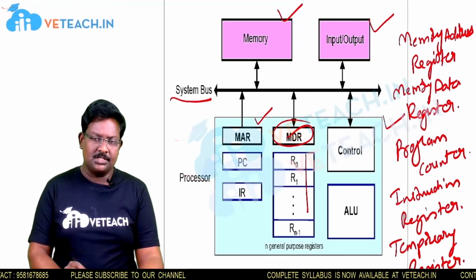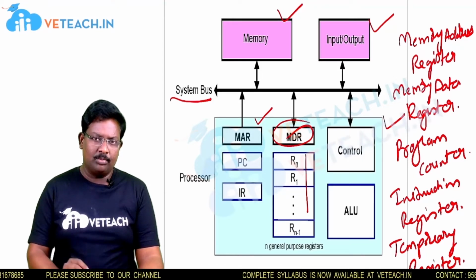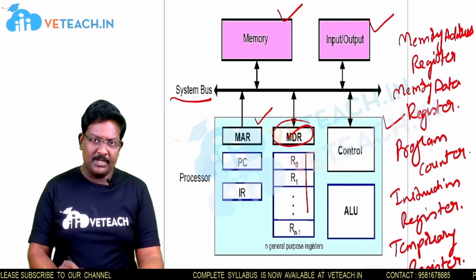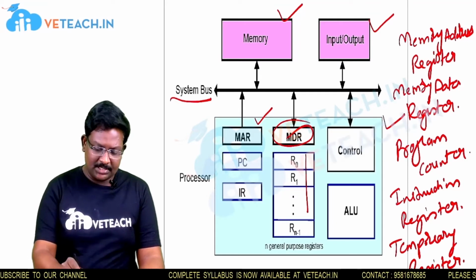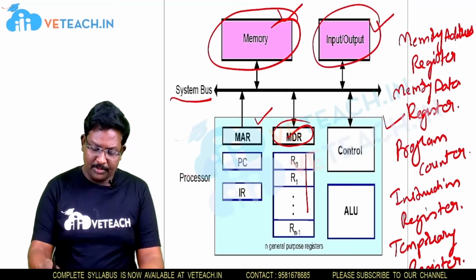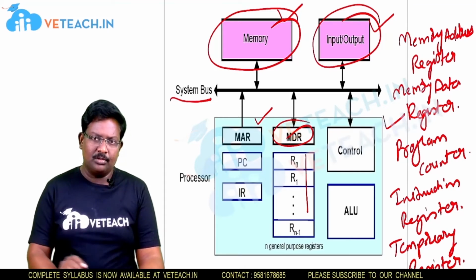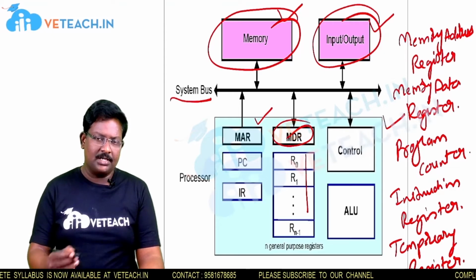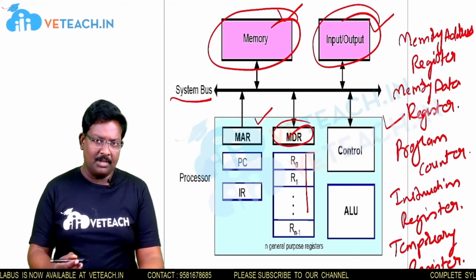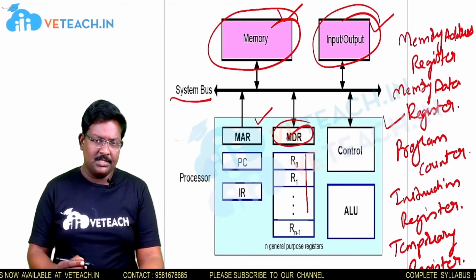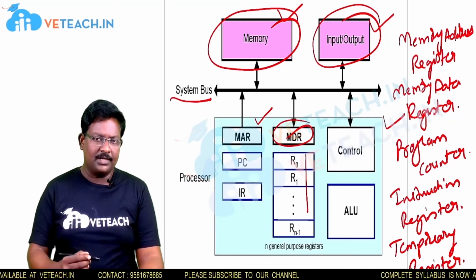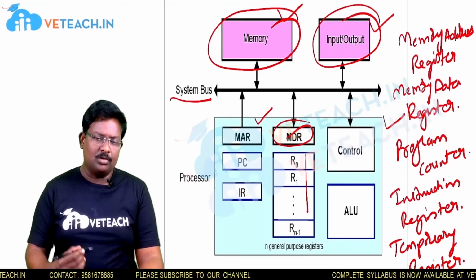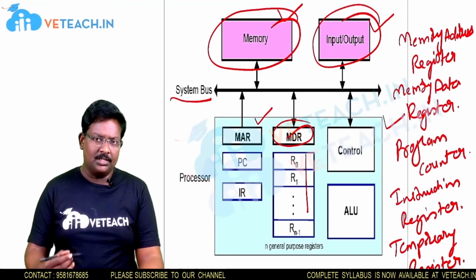The system bus is connected to different components present in the computer. In this diagram, the processor is connected to two units, the memory unit and the input output unit. If we consider the memory and input output unit as outside devices, we can simply say the processor is connected to input output devices or memory by using a system bus. The system bus is divided into different types of buses, like data bus, address bus and control bus. That concept will be covered in the next session.